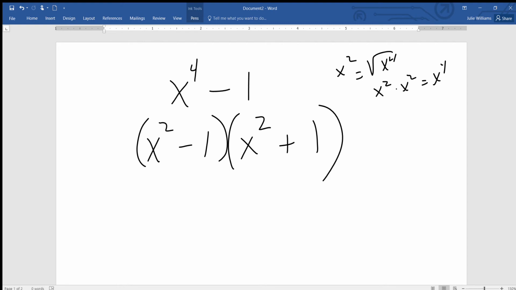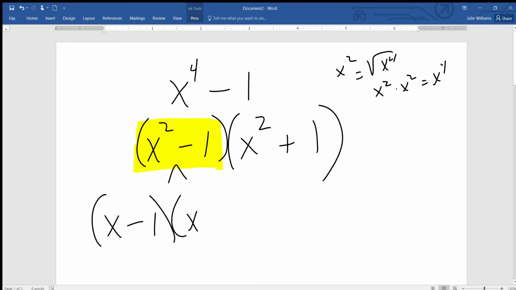Now this is where it gets a little trickier. Take a look at what we just did here. What do I have there? Is it another difference of perfect squares? Is x squared a perfect square? It sure is. We just did it. So this then factors to x minus 1, x plus 1, and then we have to bring this guy back down, x squared plus 1.